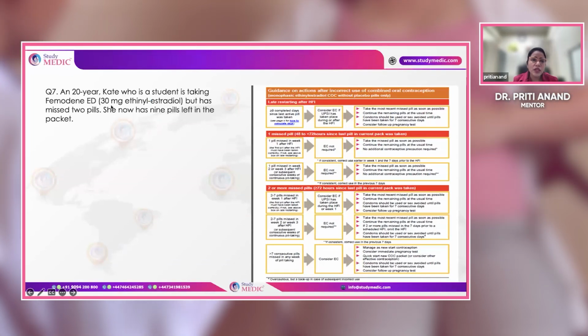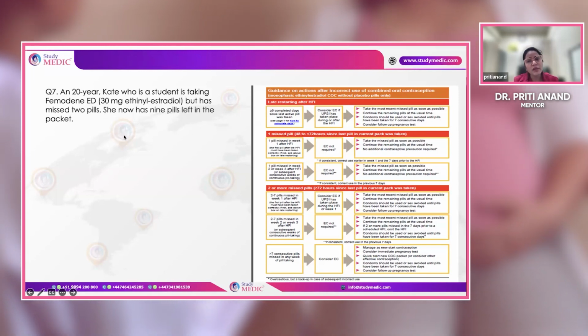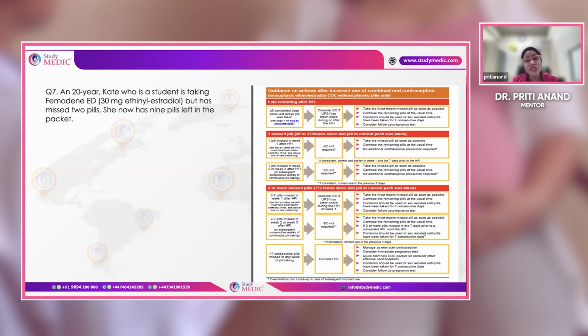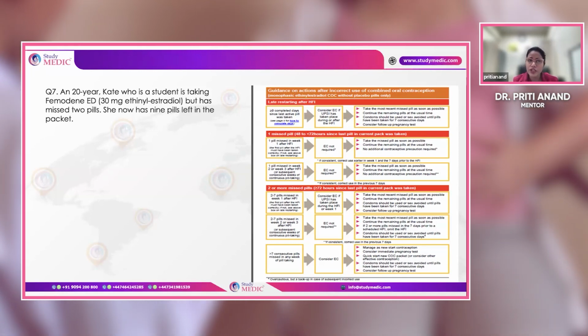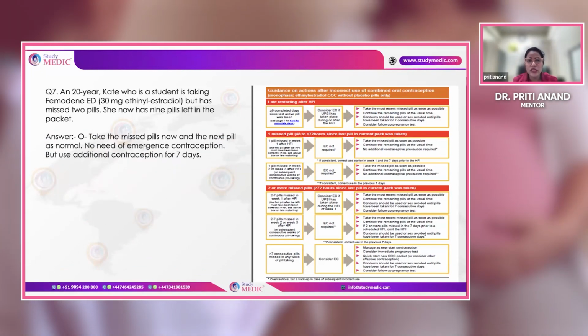A 20-year-old student using a 30 microgram ethinyl estradiol containing OC pill misses 2 pills and 9 pills are left in the packet. Now, because 9 pills are left, that means the missing happened in week 2. What to do? Take the most recent missed pill, the rest of the pills at the usual time, with additional cover for 7 days. And even if there has been an oopsie, no EC is required.